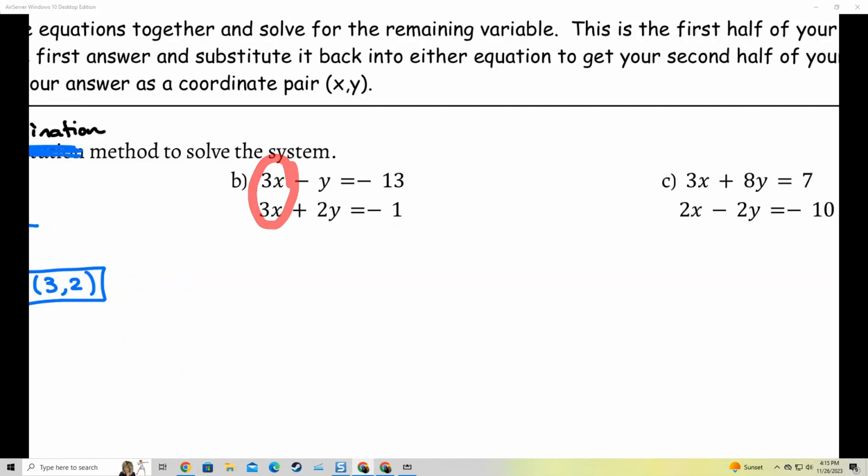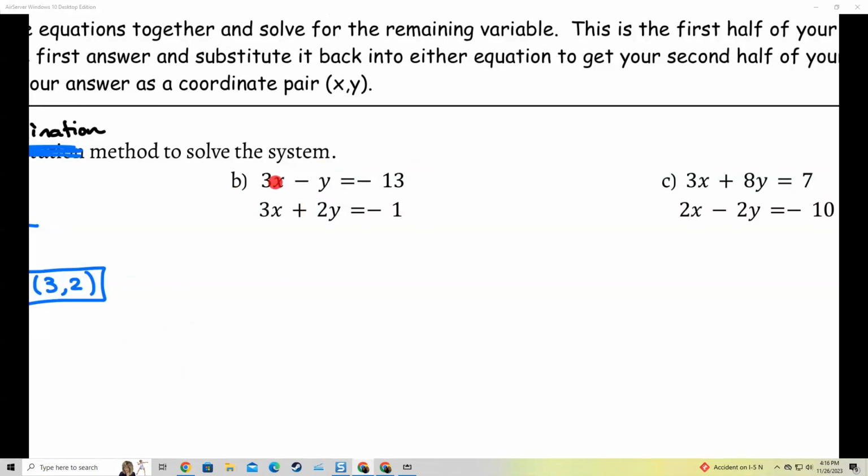So I got x's with x's, y's with y's, the equal sign, and then my constant with the constant. So step one is done. Step two, I need to multiply either one or both of the equations so that I have opposites right on top of each other. Right now, I do not. I have 3x with 3x, and I got a negative y with a 2y. If I were to add it right now, nothing would cancel. So I need to change something.